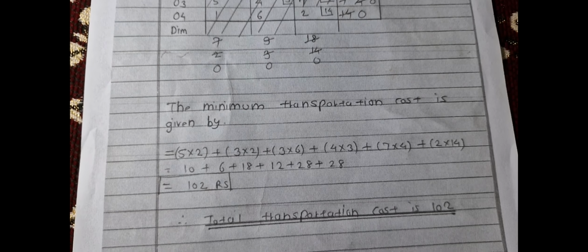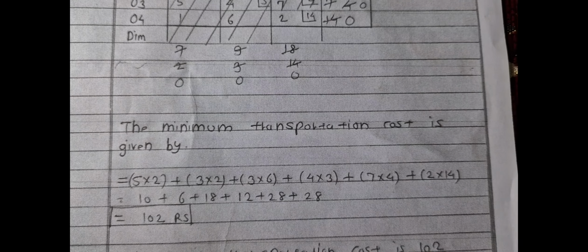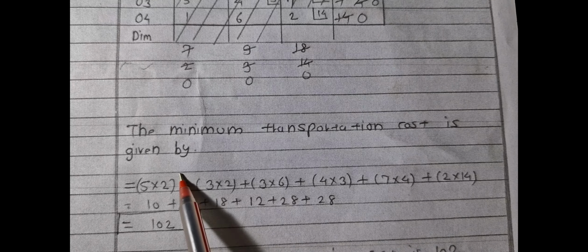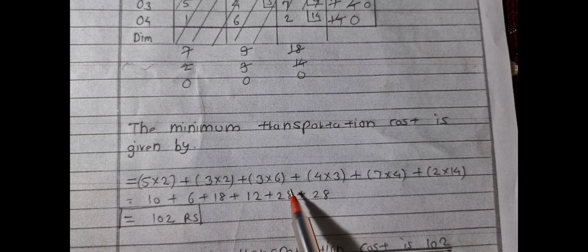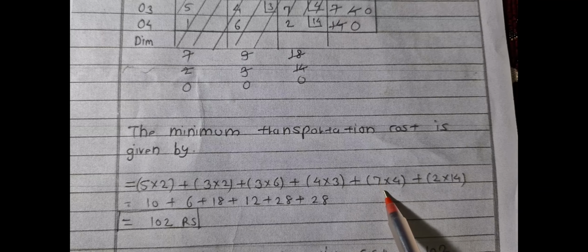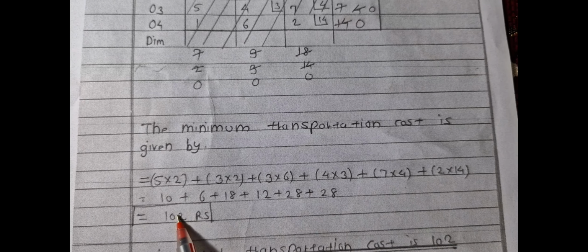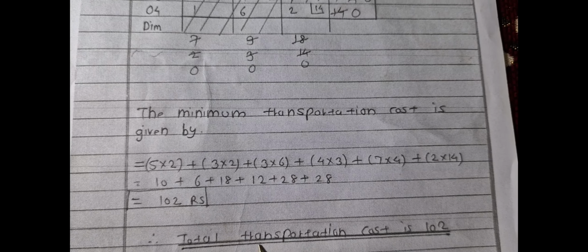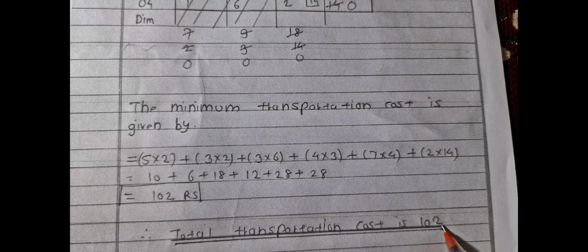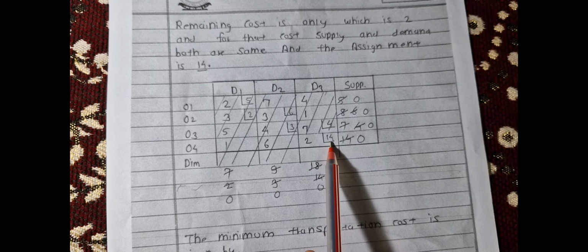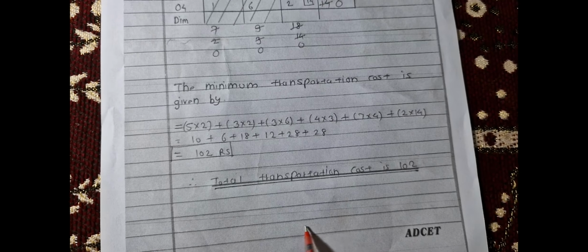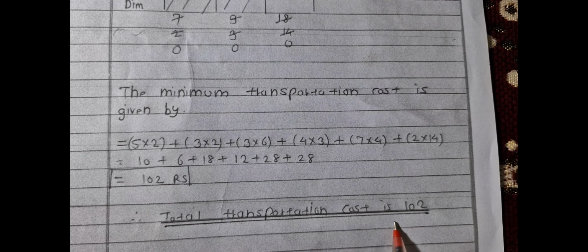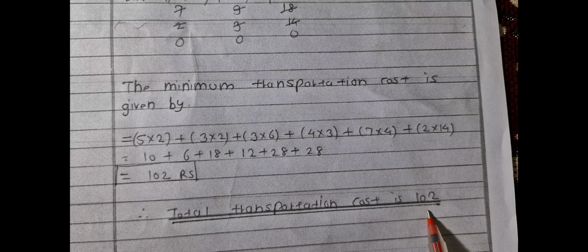So here you can see what I have done. Here I have to multiply 5 by 2, 3 by 2, 3 by 6, 4 by 3, 7 by 4 and 2 by 14. So the total transportation cost is 102. So the total transportation cost is 102 for that transportation matrix. And here is also the initial basic feasible solution.